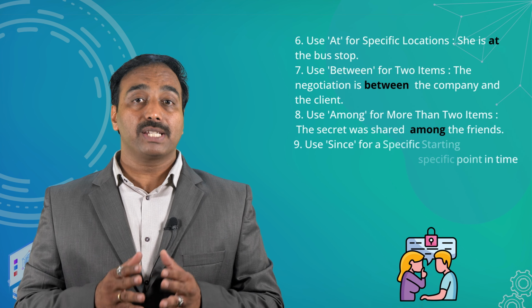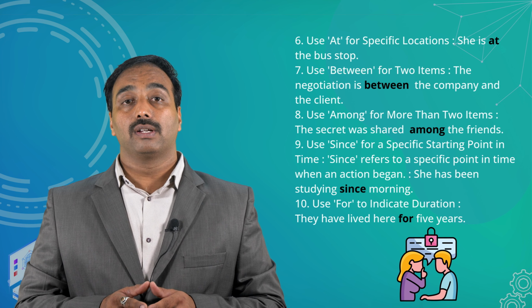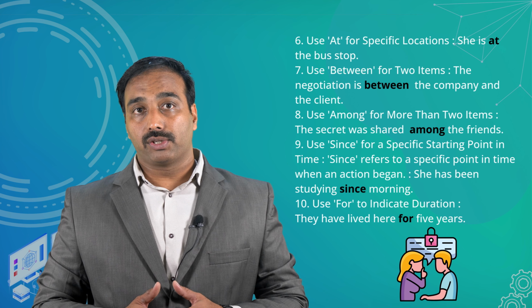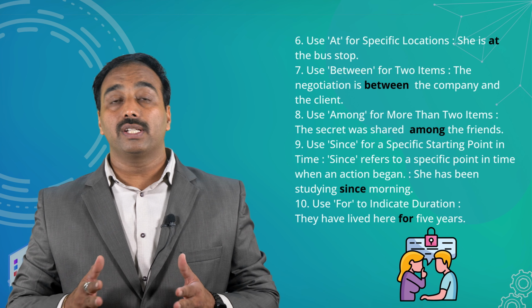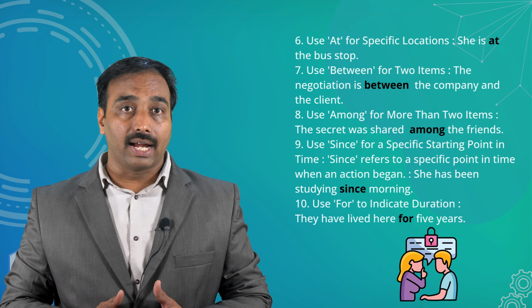Use at for specific locations. At refers to a specific point or place. Example: she is at the bus stop. Use between for two items. Between is used when referring to two distinct items. Example: the negotiation is between the company and the client.